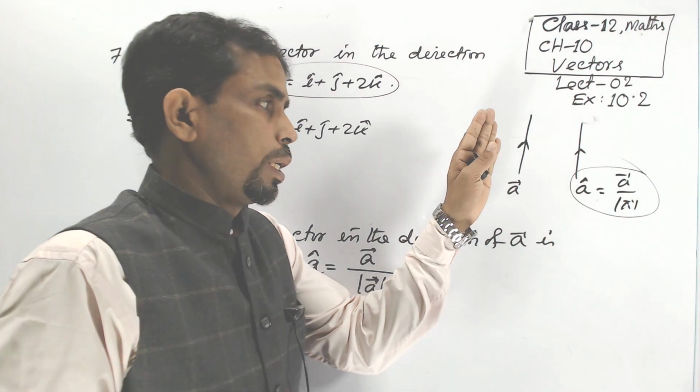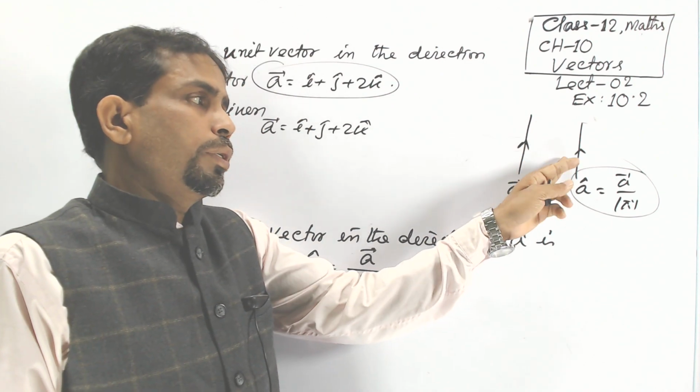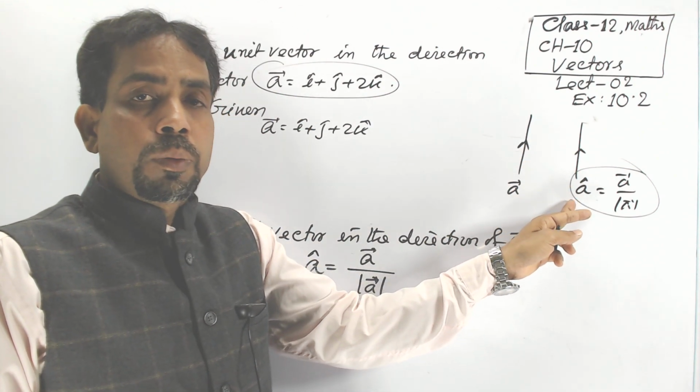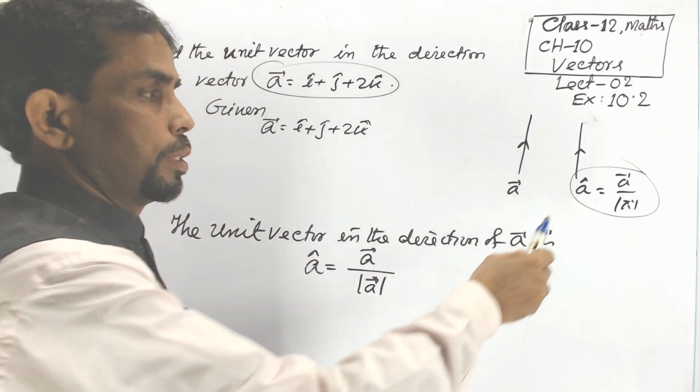It is given like this: one vector is given, in the same direction you have to find a vector whose length is 1, and this is the formula.